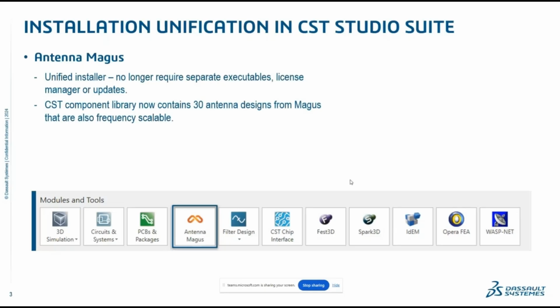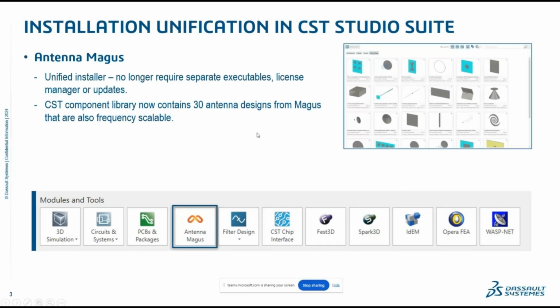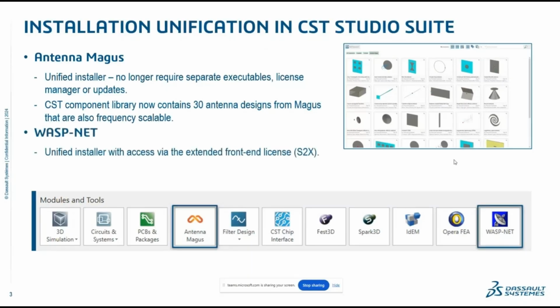But even if you don't have the Antenna Makers license, you can still use the antennas from the makers because we now provide almost 30 different antenna designs from Antenna Makers directly in the CST component library. Those designs are frequency scalable, meaning you can tune each of those antennas to your desired frequency, and all the parameters will be set accordingly.